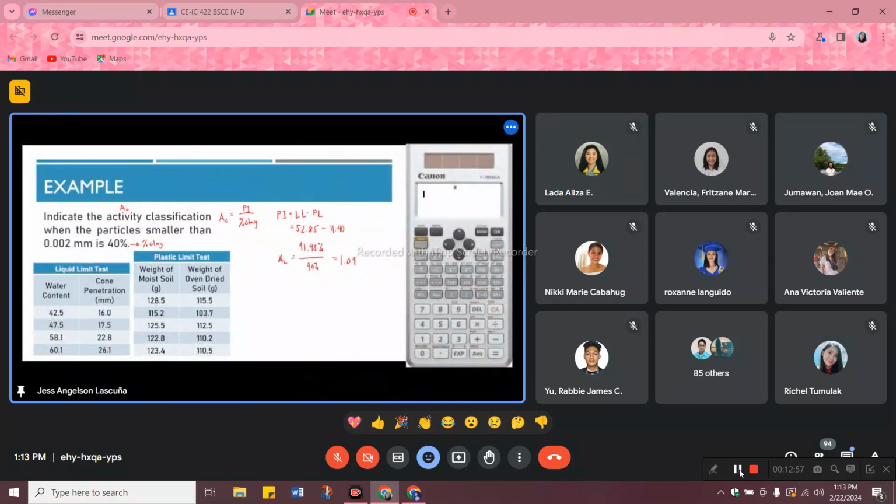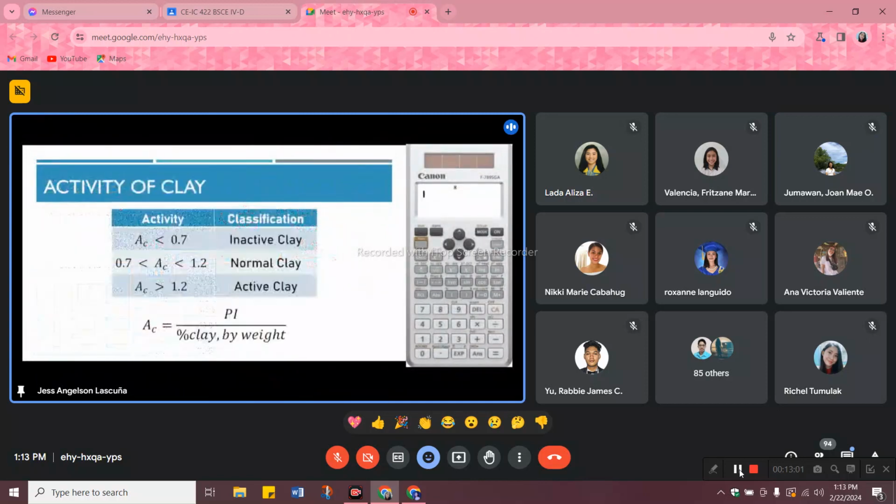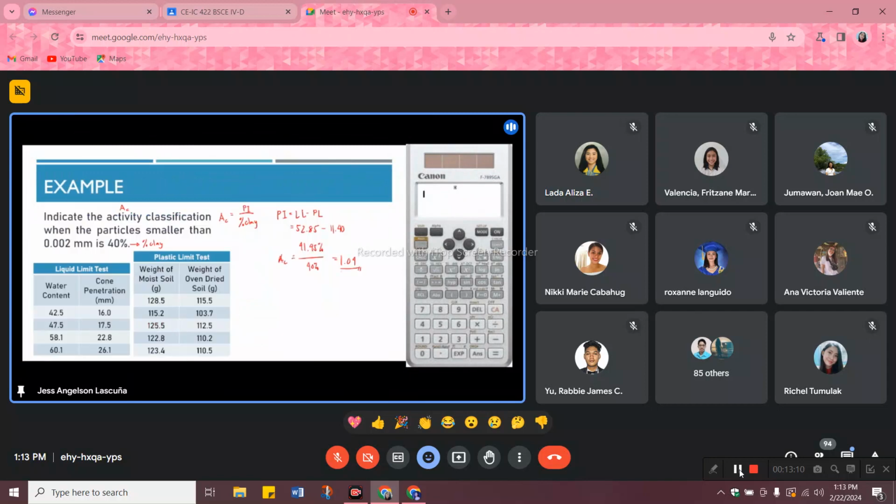So using the number 1.04, let us determine where it falls. So 1.04 is around here, right? This type of soil, its activity is normal clays. The classification is normal clay. Okay, simple as that.